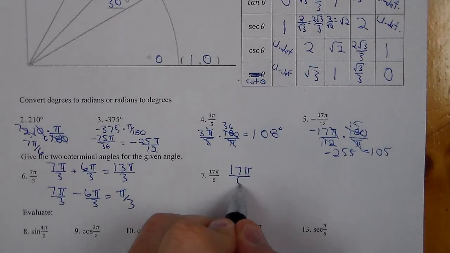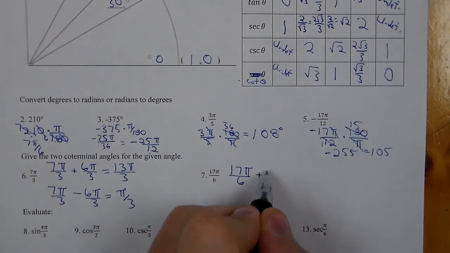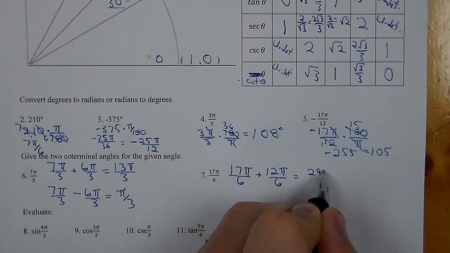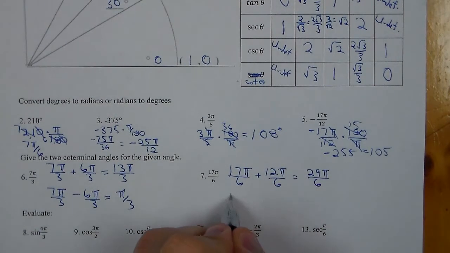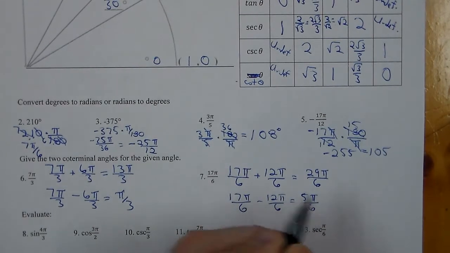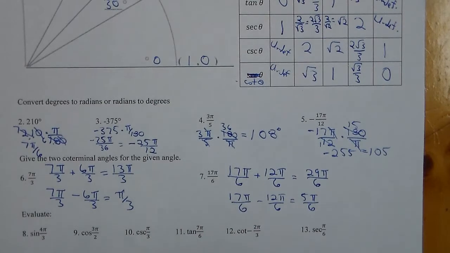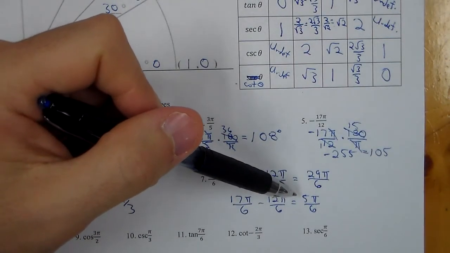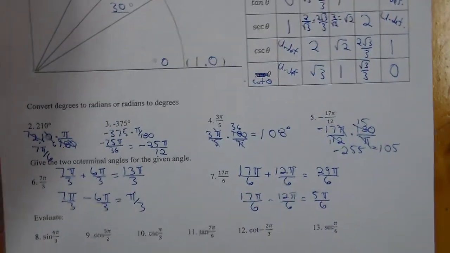17 pi over 6, I'm going to add 12 pi over 6 to that, because I'm going to add 2 pi. We get 29 pi over 6. Could take the same thing and subtract 12 pi over 6, and we get 5 pi over 6. Both of those are coterminal angles. You could even go further and subtract another 12 pi over 6 and write negative 7 pi over 6 for an answer.